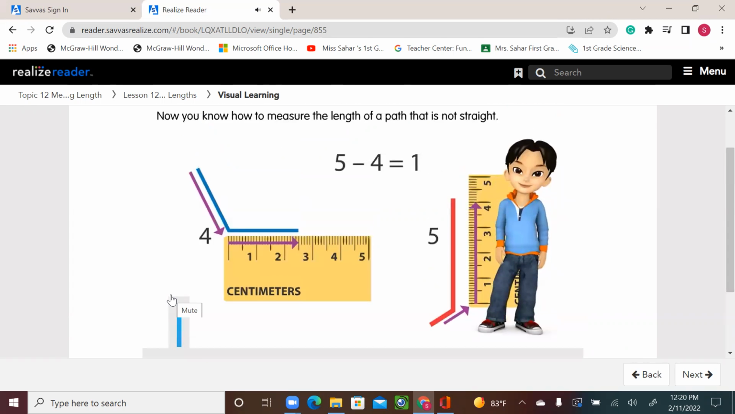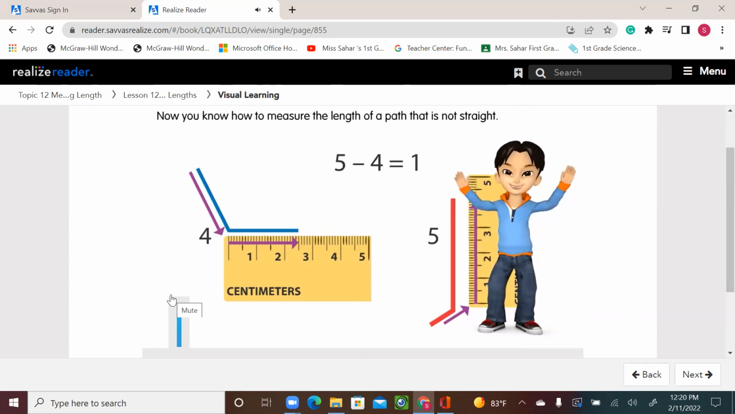Now you know how to measure the length of a path that is not straight. So we learned that to measure the length of a path that is not straight, you measure the two parts separately. First we measure one of the parts and see how many centimeters, and then we measure the other part and we add the two parts together. That would be the total length of the path. In our examples here, we have the blue path and the red path, and we notice that the blue path is shorter than the red path.